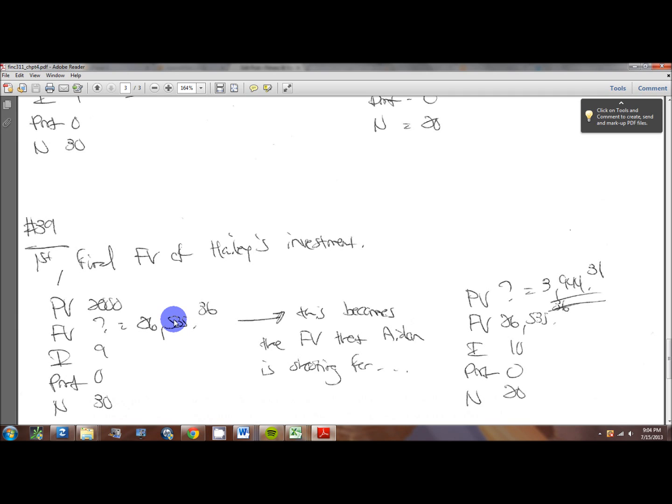So hopefully this was helpful for you. This is how you solve number 39 from Chapter 4.